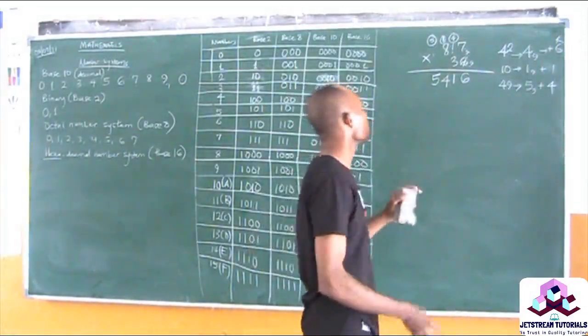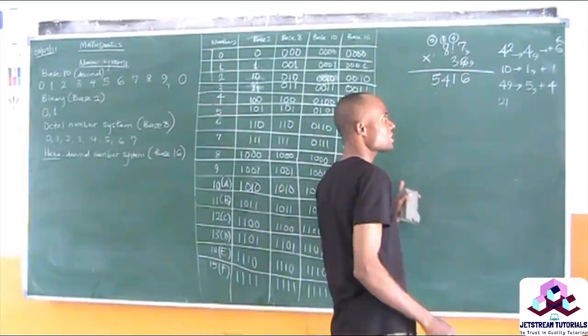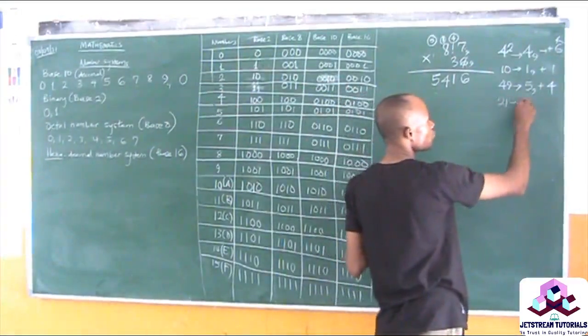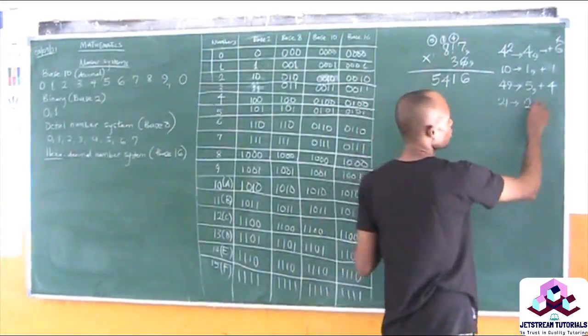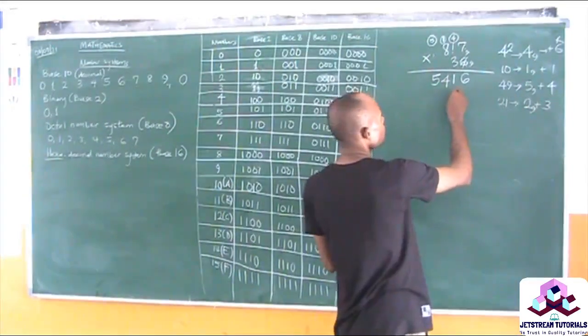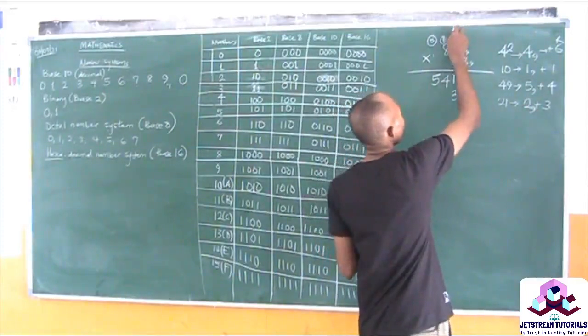3 times 7 is 21. Do you have 21 in base 9? No. How many 9s can go into 21? We have 2, 2 nines. 9 times 2 is 18. What's remaining, plus 3, so remainder 3. So we bring down the 3. We take the 2 to the next one.